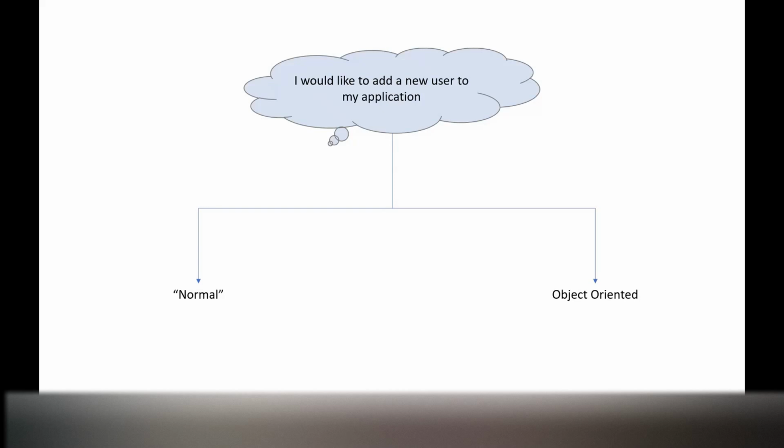Hopefully that will make a bit more sense as we go through. So the problem I'm going to look at today is this scenario where you want to add a new user to your application. You could imagine you've got any kind of application. You could imagine you are like Facebook, for example, and you're trying to add a new user to an existing list of users.